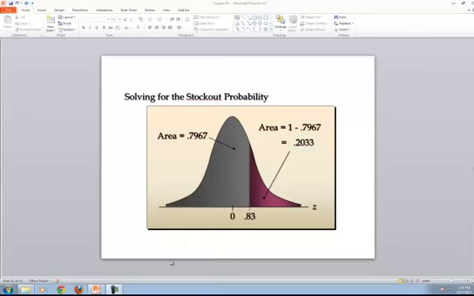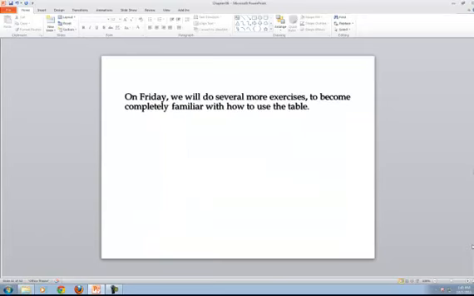Welcome back. You should aim to master how to use the standard normal distribution table for calculating probabilities of less than and also for greater than, as this skill will come in very handy as we move toward chapters 7 to 11. We will also be doing several exercises on Friday to become completely familiar with how to use the standard normal table.